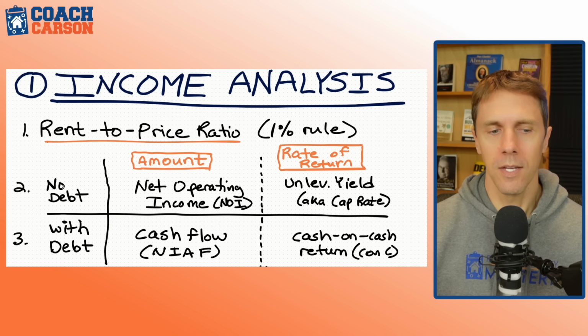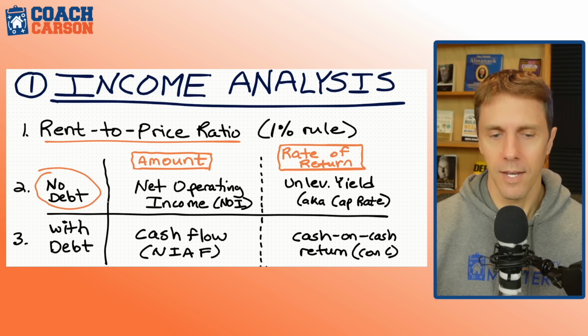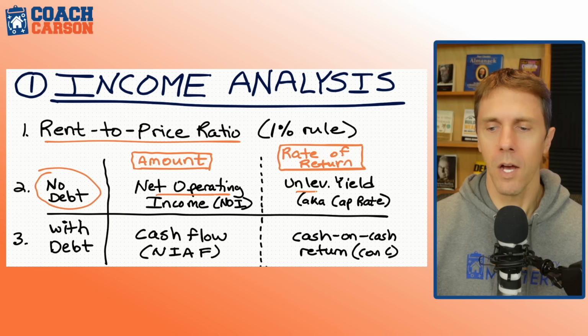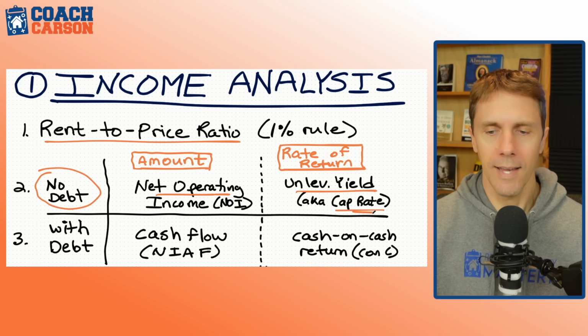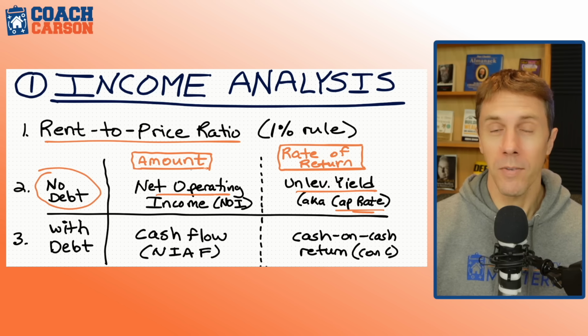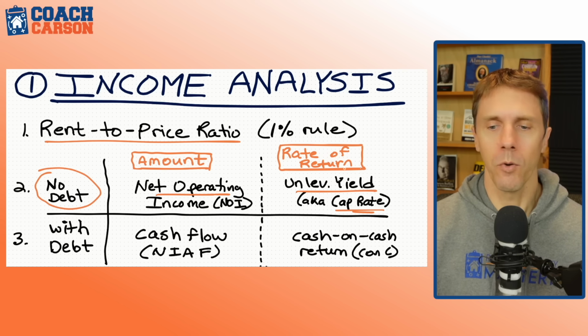One is going to be analyzing a rental property with no debt. So we're going to assume the property, even though we use mortgages a lot in real estate, we're going to assume that the property doesn't have any debt. And we're going to look at something called the net operating income. And we're going to look at something called the unleveraged yield, also called a cap rate. And these are two different ways of looking at a property with no debt. One on the amount of cash flow or income you have, and the other on the rate of return.